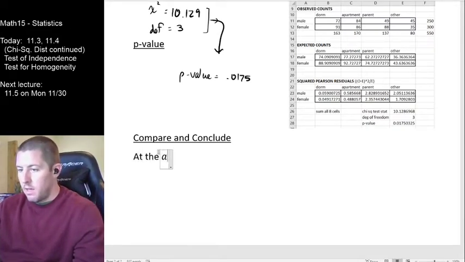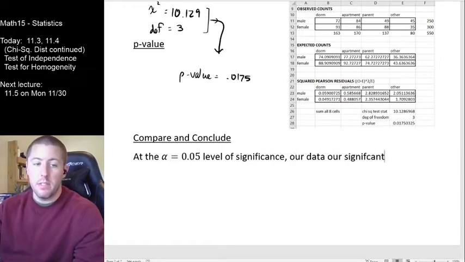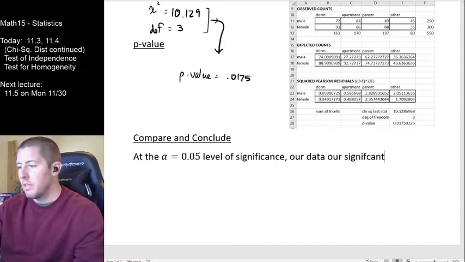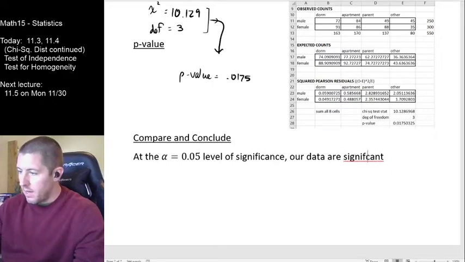At the alpha equals 0.05 level of significance, our data are significant. They are statistically significant. We saw not just a difference, but we saw a difference that we do not believe happened by chance. We saw a difference that we believe happened because there's actually a difference in distribution between male and female living arrangement. Our data are significant.